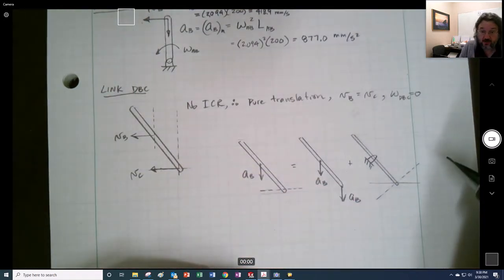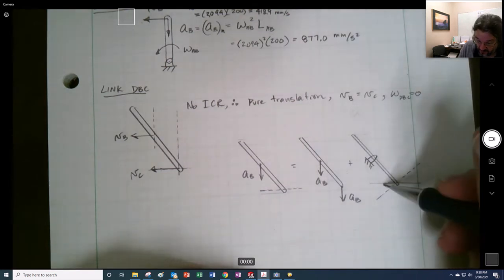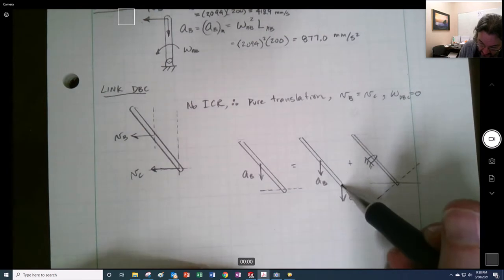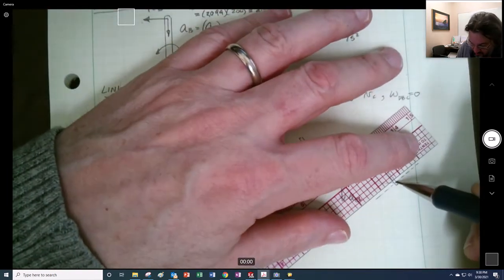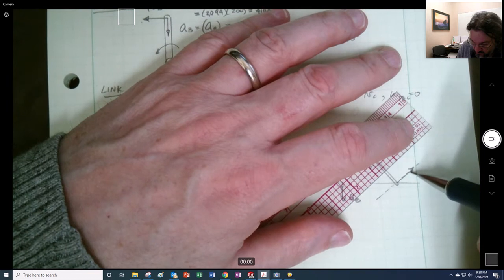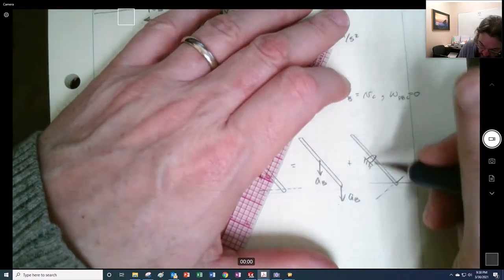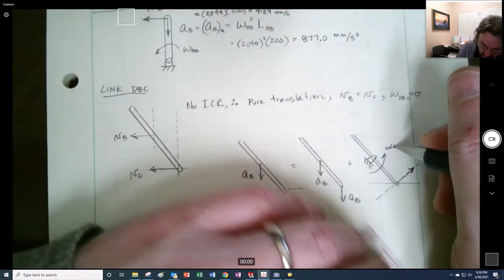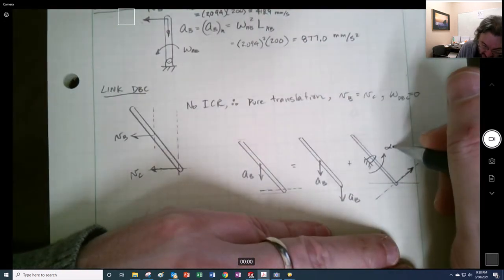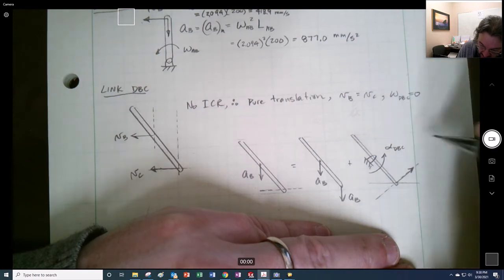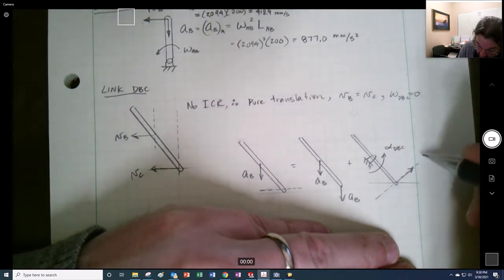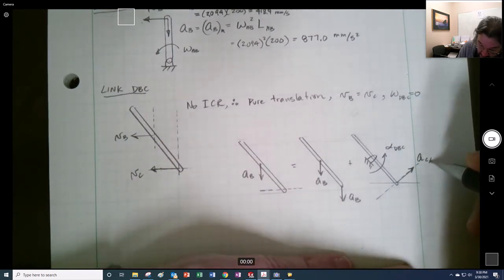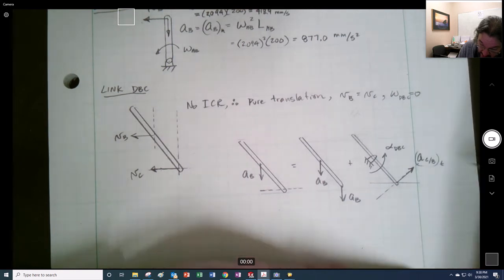Here is that angle right there. And what you can decide is that this thing is coming down, so this one must come upwards. So it must have an alpha of DBC. I like alphabetical order better than that. And this is the acceleration of C with respect to B in the tangential direction.